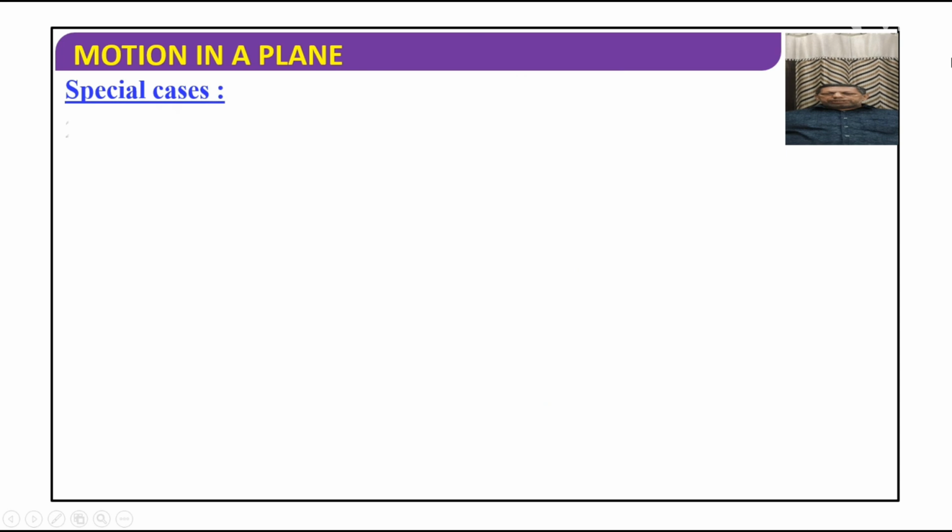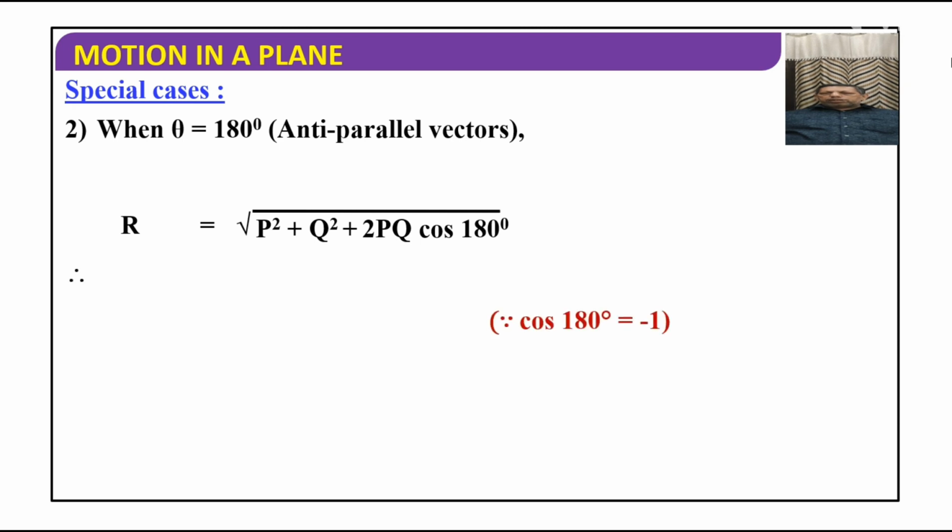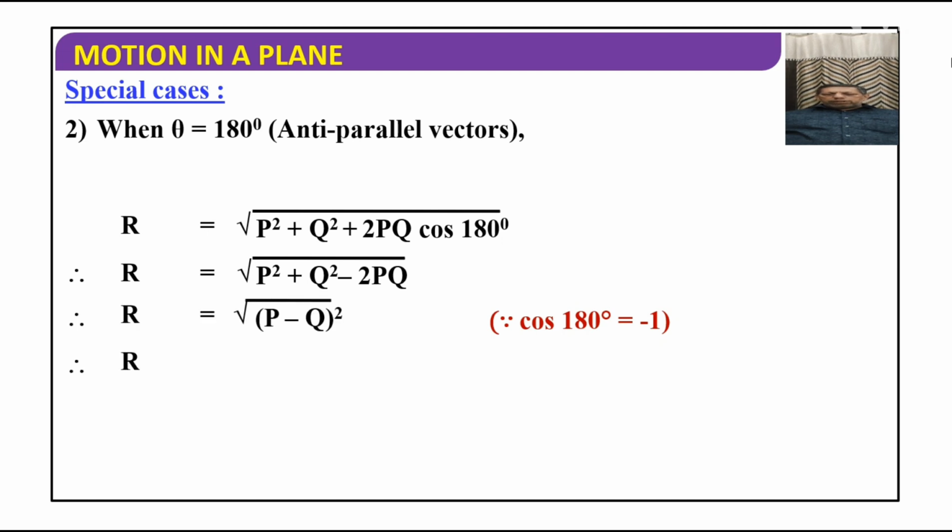Theta is 180, anti-parallel vectors. Now we know R is equal to square root of P square plus Q square plus 2PQ cos of theta. Theta is 180 and cos 180 is minus 1. So R becomes square root of P square plus Q square minus 2PQ. Then R is equal to square root of P minus Q the whole square, so the square root cancels, and R becomes equal to P minus Q.